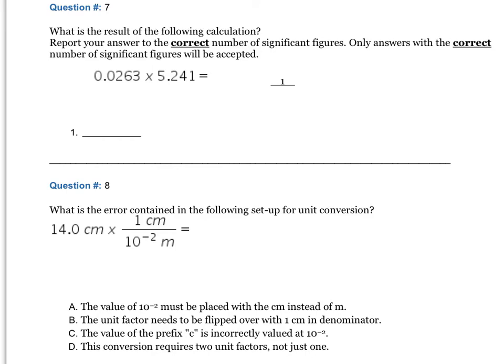Question 7. What is the result of the following calculation? Report your answer to the correct number of significant figures. Only answers with the correct number of significant figures will be accepted. The answer is 0.138.